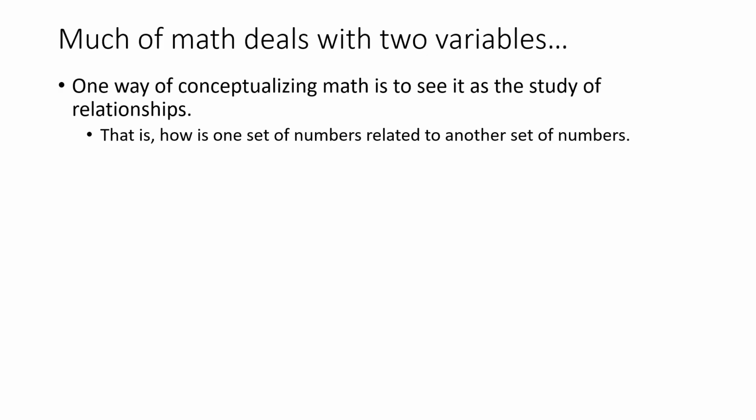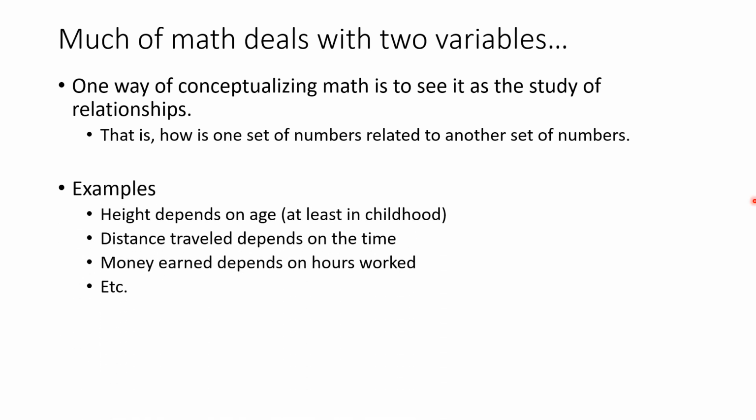So you've got one set of numbers, say time, 1 hour, 2 hours, 3 hours, 4 hours, something like that. And then another set of variables. And those two variables are related to each other. So here are some examples. Height depends on age, at least in childhood. We'll come back and look at that at the end of this lesson. But as your age increases, so does your height. And if you saw a 6-foot 4-year-old, you would say that is not right, because we grow as we age, at least in childhood.